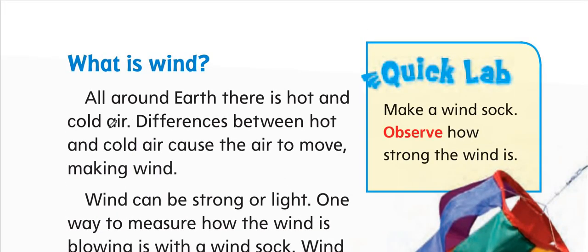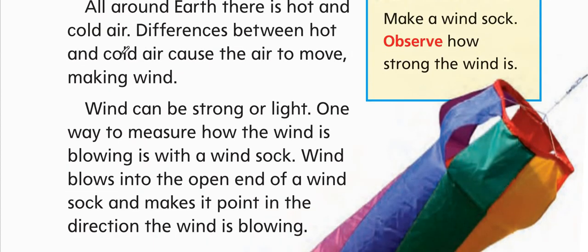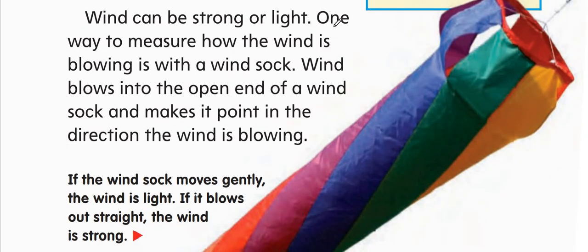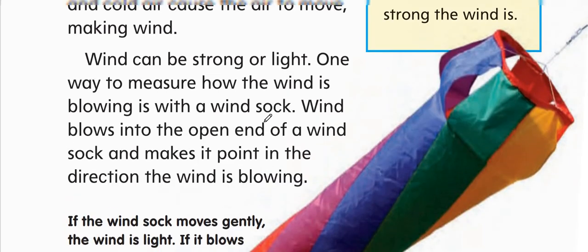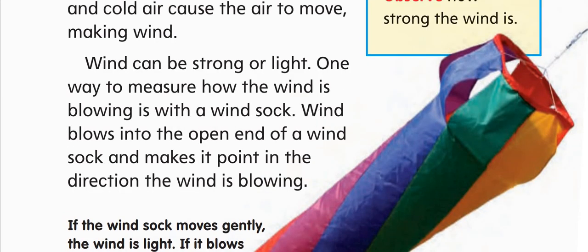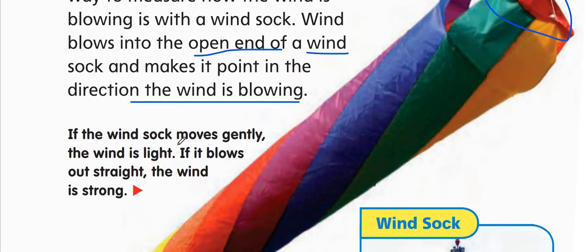What is the wind? All around the earth there is hot and cold air. The difference between hot and cold air causes the air to move, making wind. Wind can be strong or light. One way to measure how the wind is blowing is with a wind sock. Wind blows into the open end of the wind sock and makes it point in the direction the wind is blowing. So this open area indicates where the wind is coming from. If the wind sock moves gently, the wind is light. If it blows out straight, the wind is strong.